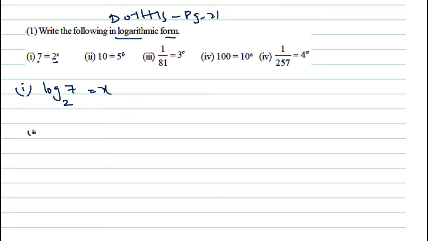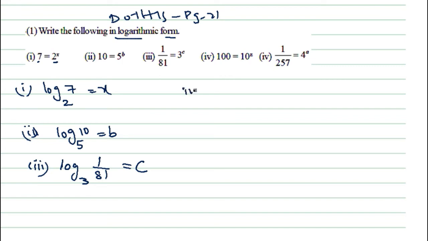The next one: here the base is 5, so you should write log 10 to the base 5, which is equal to b. Next, the third one: 1 by 81 is equal to 3 power c. So we should write log 1 by 81 to the base 3, which is equal to c.